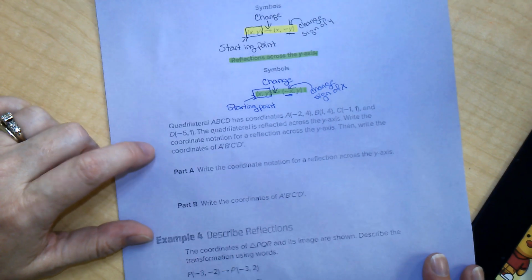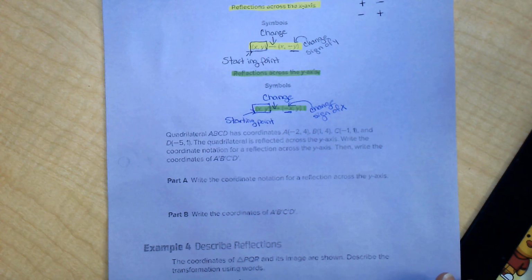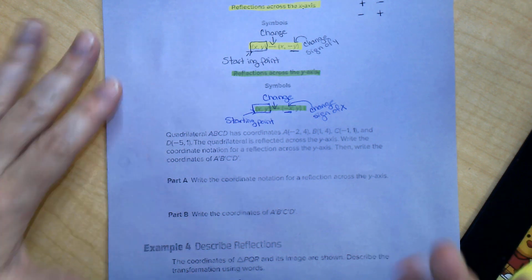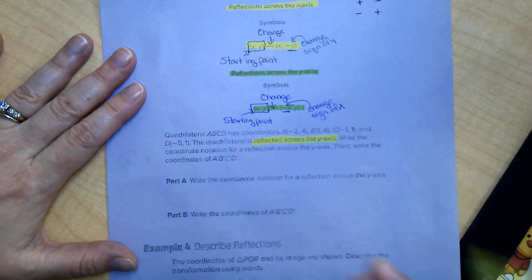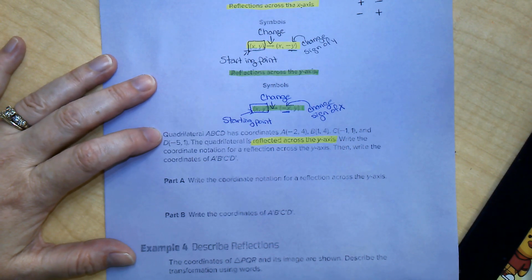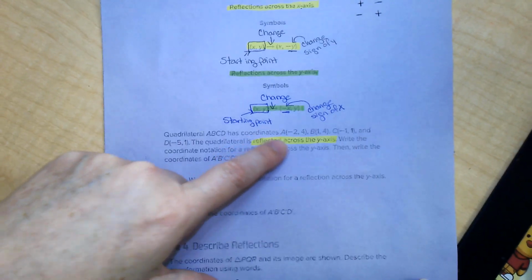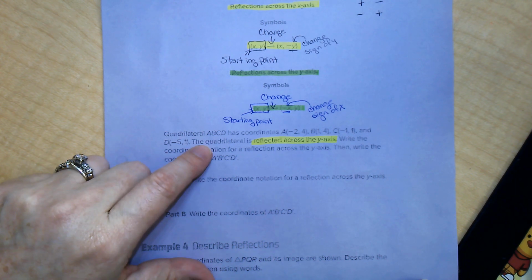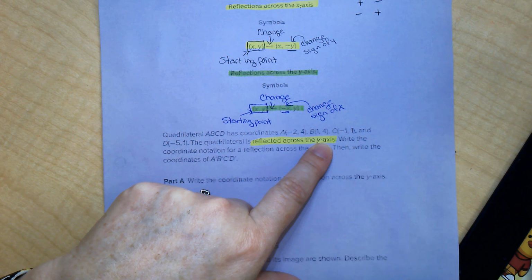All right, let's give it a try. When I have a whole lot of words like this on camera, I'll read them, but I suggest you skim them to get a quick glimpse of what it's asking and then highlight or underline it. And I see the words reflected across the y-axis. All right, let me go back and read it. So we have a quadrilateral. Quad means four. We have a four-sided shape. A, B, C, D has these coordinates. The quadrilateral is reflected across the y-axis.